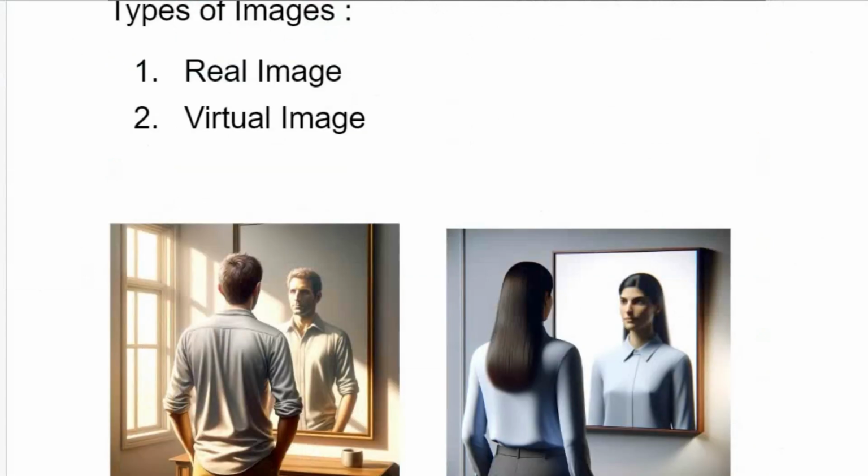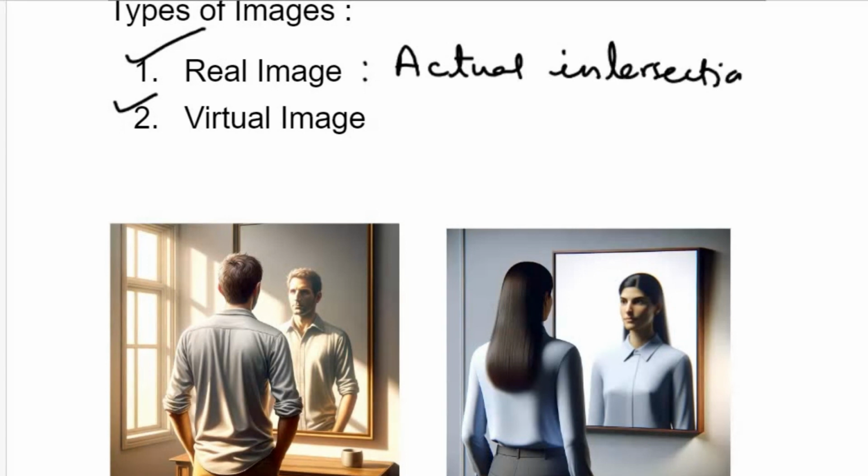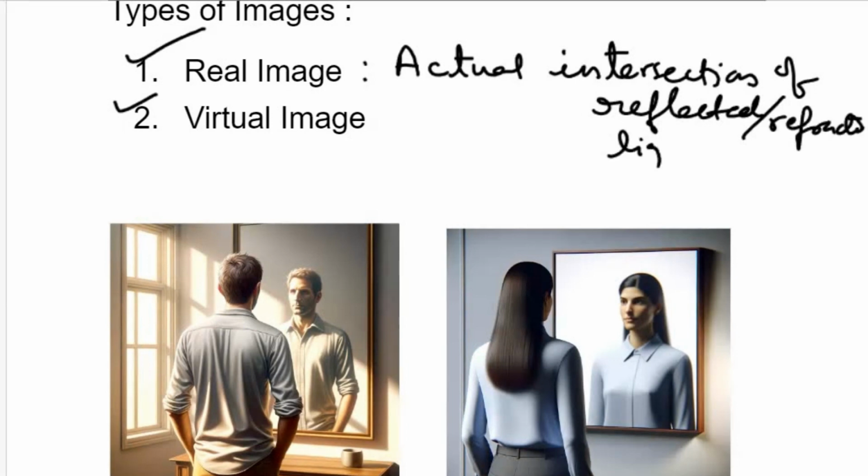Now, reflection is the bouncing back of a ray of light when it is incident on a polished surface. So images are formed due to reflection. How many types of images are there? There are two types of images. One is called a real image, another is called a virtual image. So what is a real image and what is a virtual image? A real image is the image formed by actual intersection of reflected or refracted light rays.